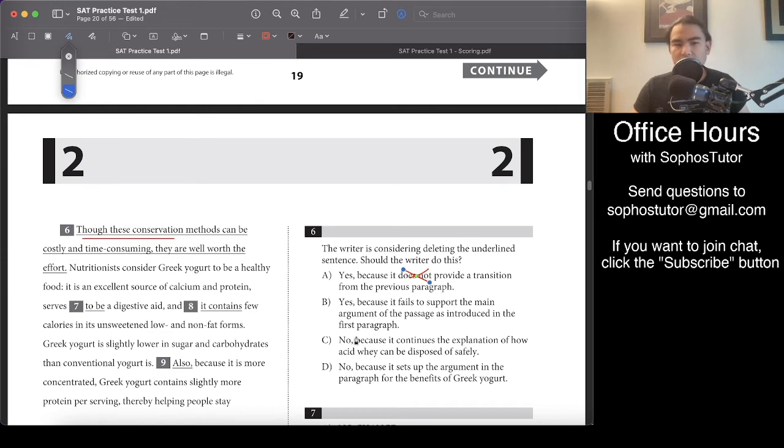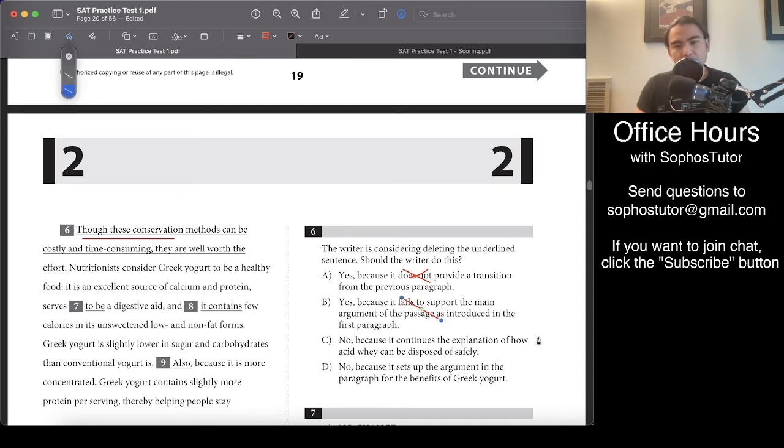Let's consider B. It fails to support the main argument of the passage as introduced in the first paragraph. Now, what was the main idea? Well, I already recall that the passage was talking about the benefits of Greek yogurt. They are well worth the effort. I mean, is this contradicting, or does it undermine the idea that Greek yogurt is good? I don't think so.